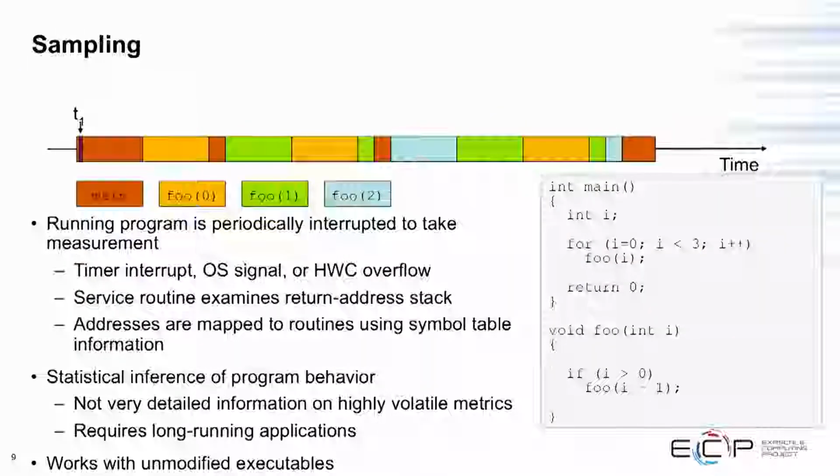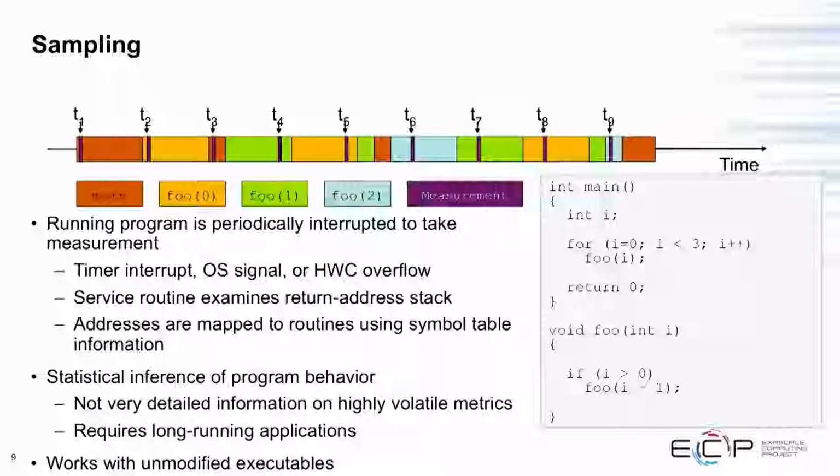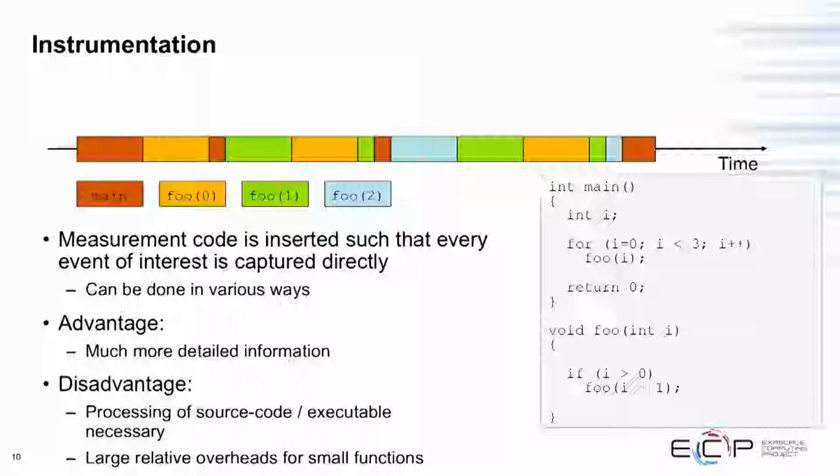This is how it looks. You create an interrupt, and this periodic interrupt is generated by the system timer or the overflow of some hardware performance counter in the system. And you generate this interrupt periodically, you measure the number of times you receive the interrupt, and create an estimate.